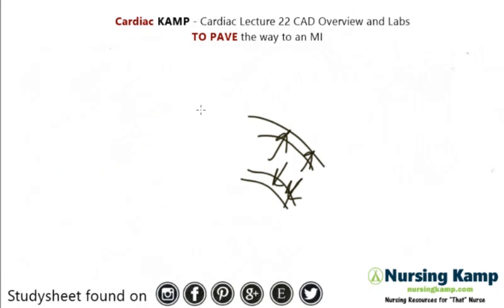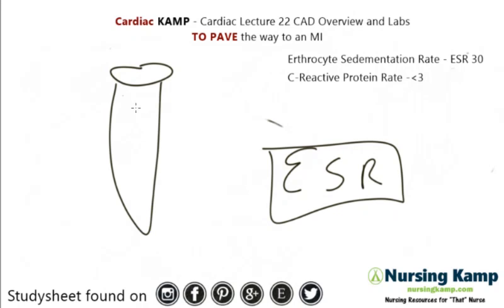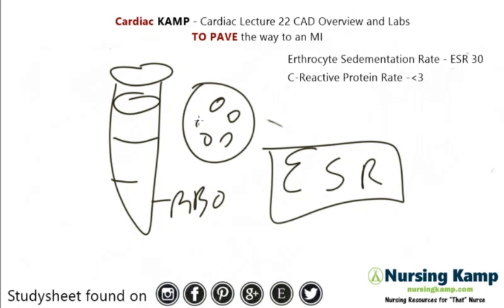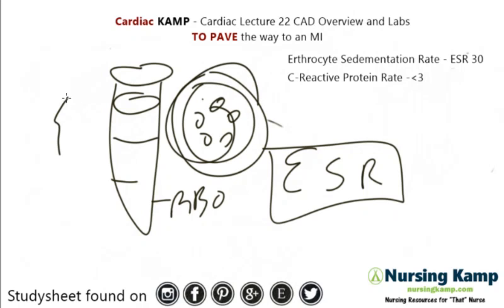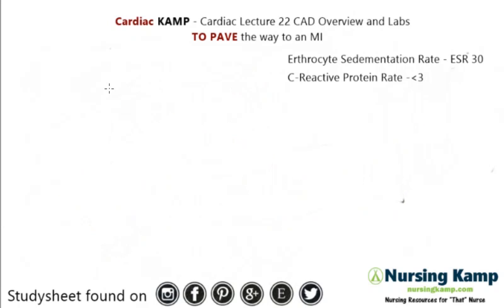But we're talking about labs right now, and the first thing we're going to look at is the sed rate. Now, the sed rate is for inflammation. In the previous lecture, I talked about blood and red blood cells being down here. What the sed rate does is it basically spins the blood in a centrifuge, and those red blood cells fall to the bottom, and that's called the sed rate. It's a good indicator for inflammation. The range is 10 to 20 in males and 10 to 30 in females.